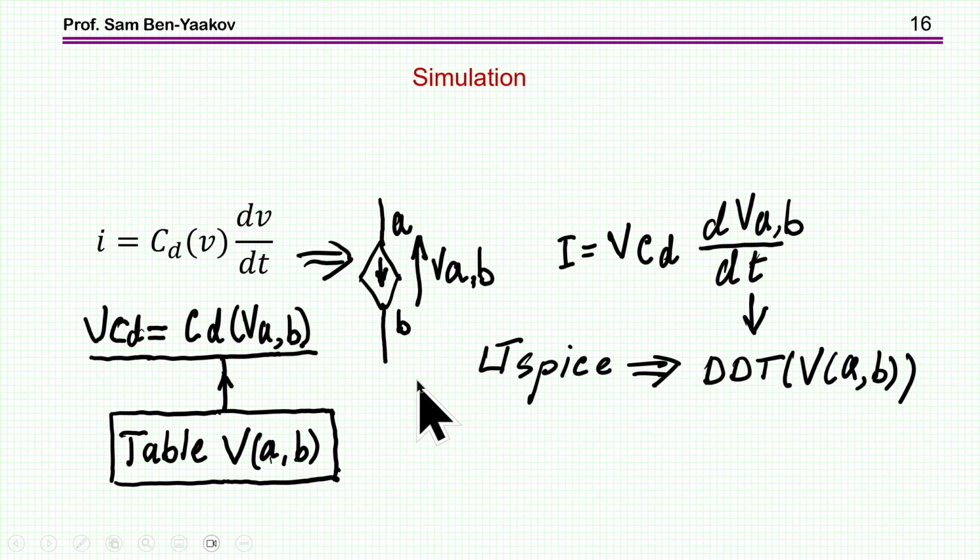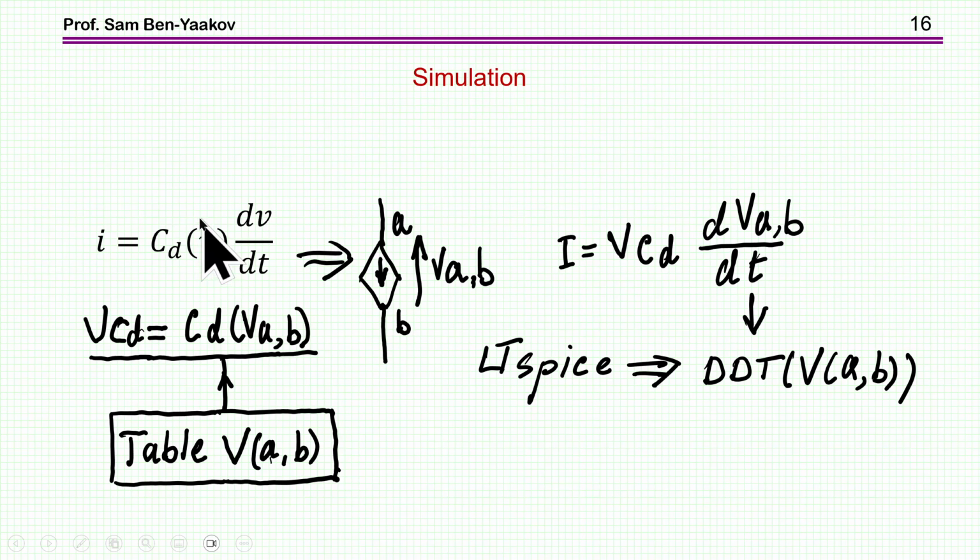Now, the simulation is done by having a current-dependent source, which is defined by this equation. dV/dt is done by this operator of LTspice. This is an LTspice simulation. ddt is the derivative of the voltage between A and B, here A and B.